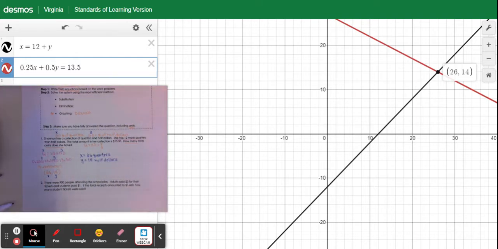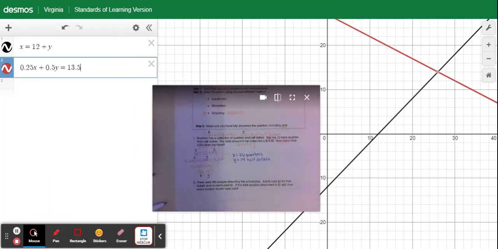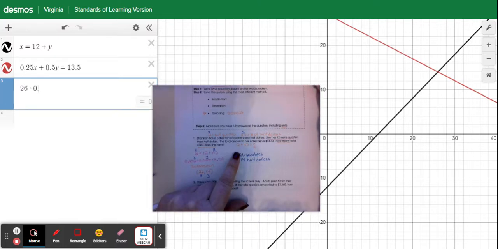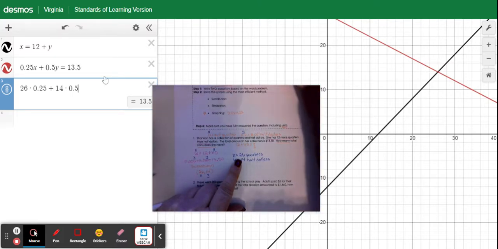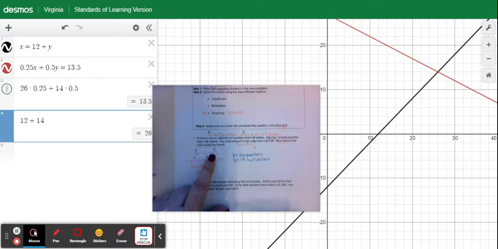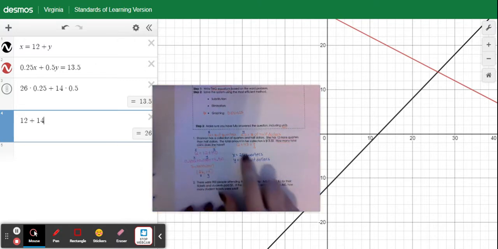So, well, I can kind of use these in the equation. Let's just make sure that I am correct. I'm going to put this over here. And let's see if I put 26 times 0.25, and then I add that to 14 times 0.5. Indeed, I do get $13.50. So I know it works in that equation. And let's say I have 14 plus 26, which is the number of quarters. These two numbers support my equations.